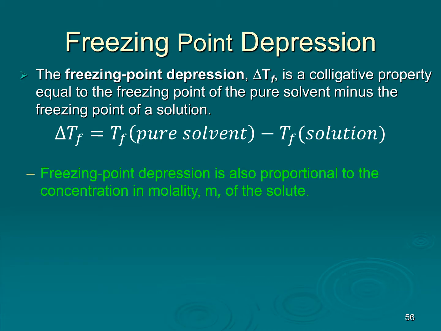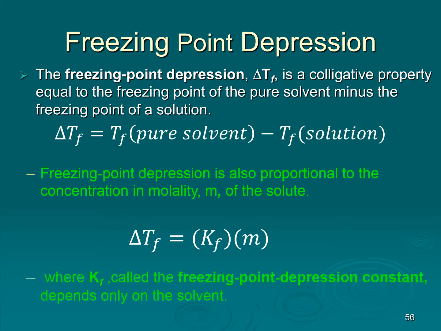And so in the same way that the boiling point elevation is related to concentration, the freezing point depression is also proportional to the concentration in molality, because again, we're changing temperature. So delta TF equals KF, which again is a constant for the solvent you're talking about, times the molality. KF is called the freezing point depression constant, and it depends on the solvent, and we saw that on the previous slide and I think on the next slide.